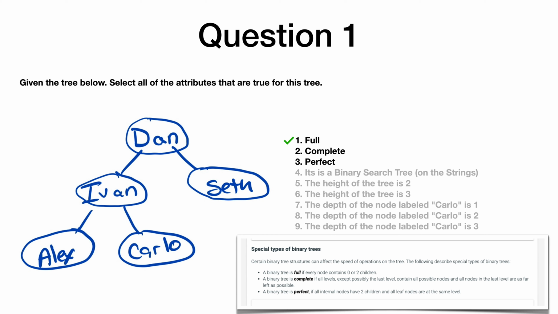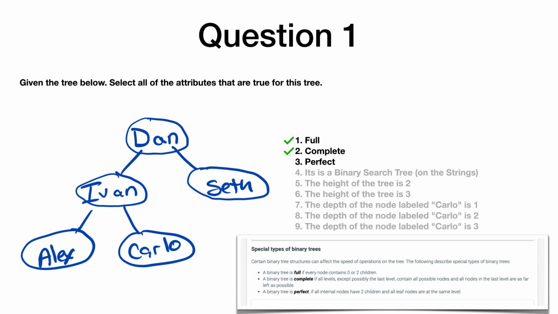The next question asks if it's a complete tree. A binary tree is complete if all levels except possibly the last contain all possible nodes. The first level contains all possible nodes because it's the root. The second level contains 2 nodes, which is the maximum. And then the last level isn't complete, but everything is as far left as possible, which is true. So that means this tree is also complete. So it's full and complete.